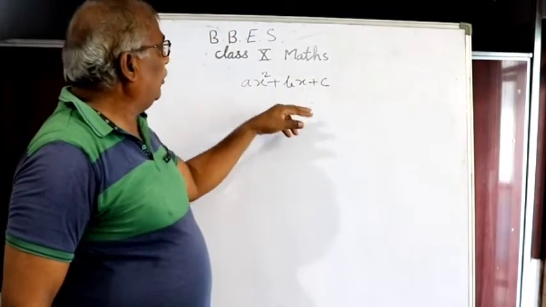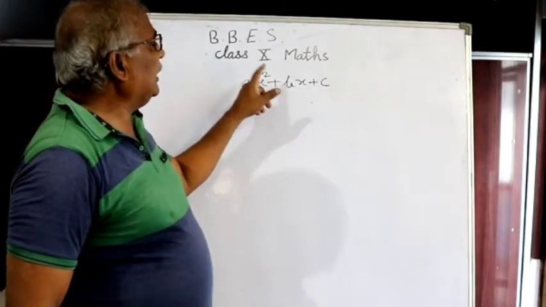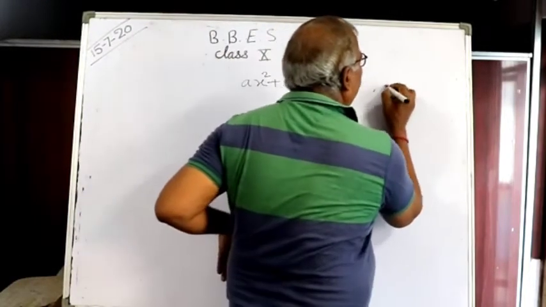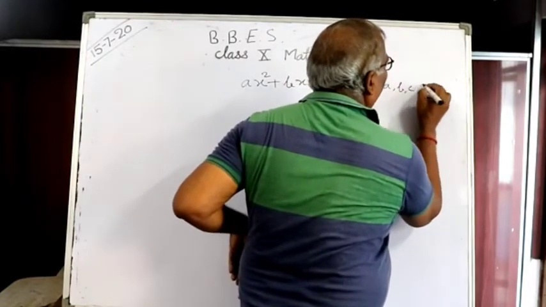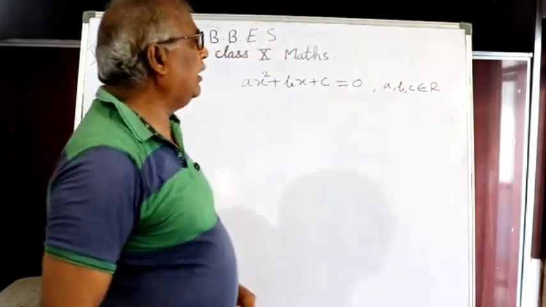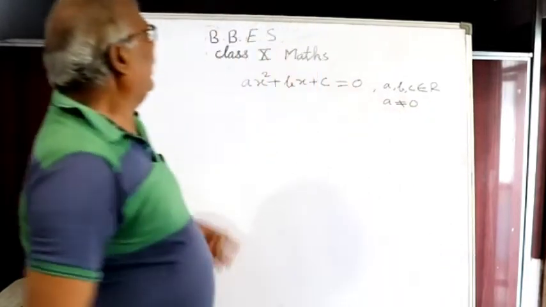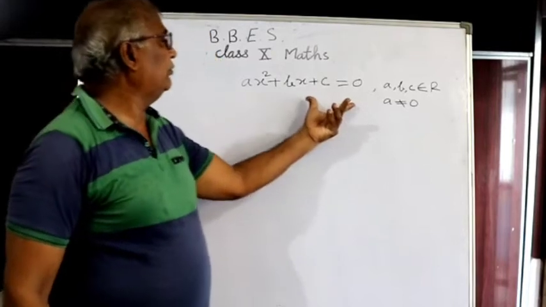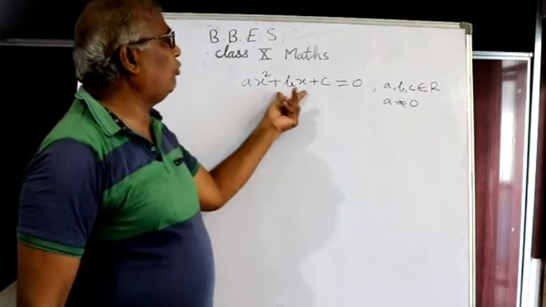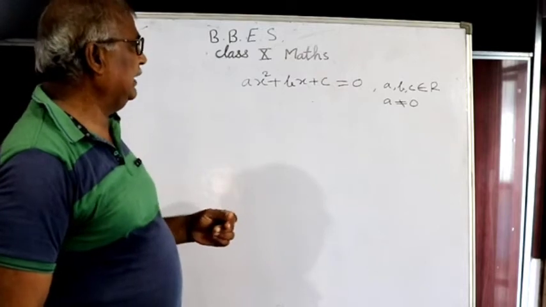If a polynomial having degree 2 is equal to 0, where a, b, c belong to R, meaning a, b, c are real numbers and a is not equal to 0, then it is a quadratic equation. Ax square plus bx plus c is the standard form of the quadratic equation.